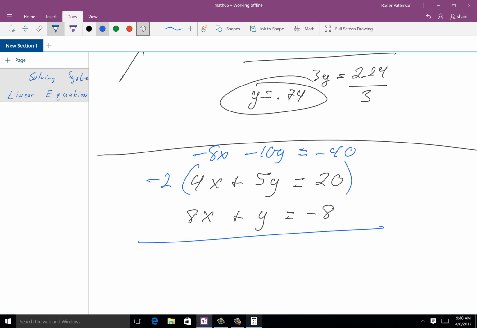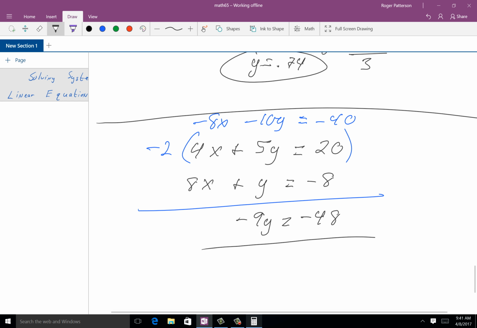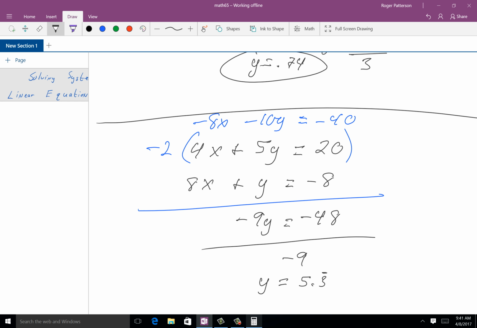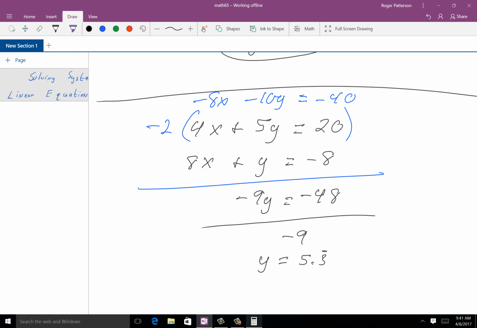Okay, here we go. So now I'm going to add -8 and 8, gone. -10 and 1 gives me -9y. -40 and -8 gives me -48. Divide. And let's see. 48. I told you none of mine ever work out. So if you get decimals from stuff that I wrote, you go, well, that's just because none of his stuff works out. But real life, you hardly ever get real nice answers anyway. So 5.3 repeating. Now I got to find x.